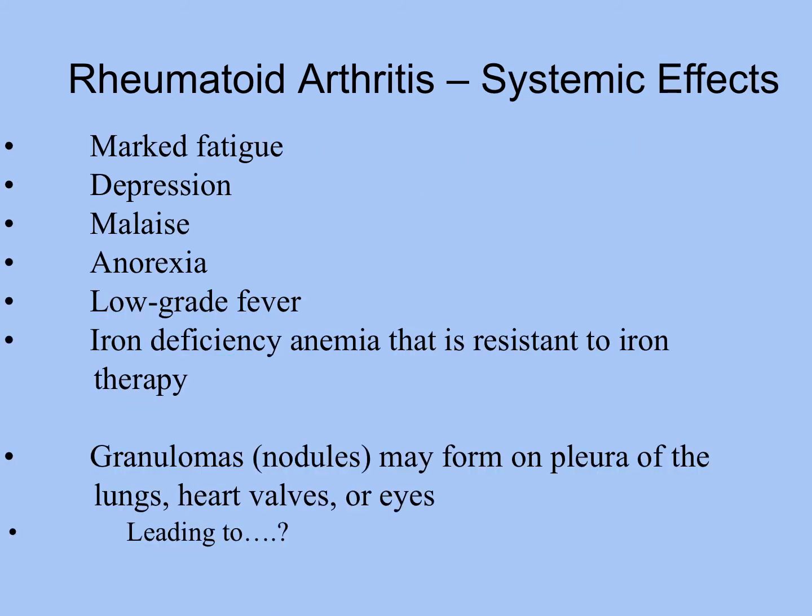If you remember back a few slides, although we've mostly talked about the effects on joints, rheumatoid arthritis is a systemic inflammatory disease, and because of that systemic inflammation, we're going to have fatigue, depression, a general feeling of blah, not feeling well, not wanting to eat, low-grade fevers related to the inflammatory process, and an iron deficiency anemia due to the sequestering of iron in the fever process.